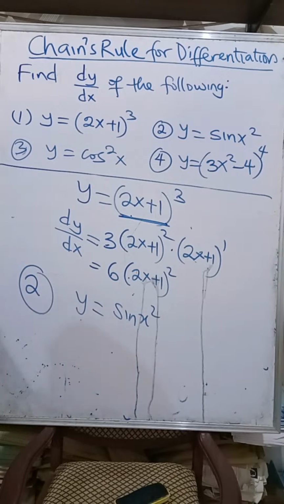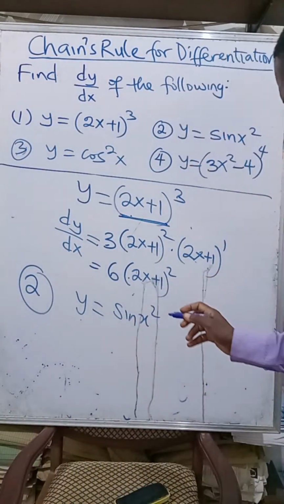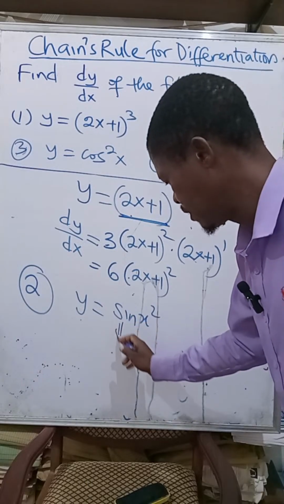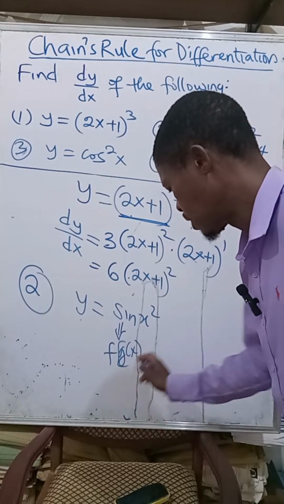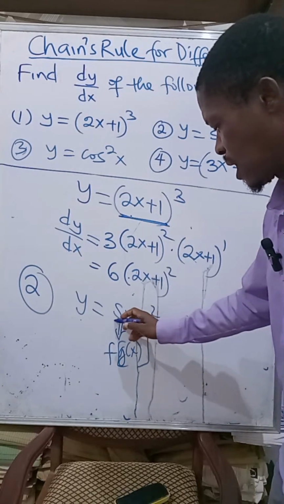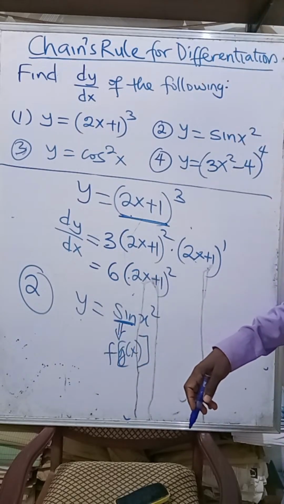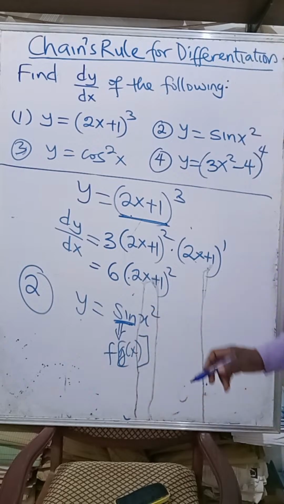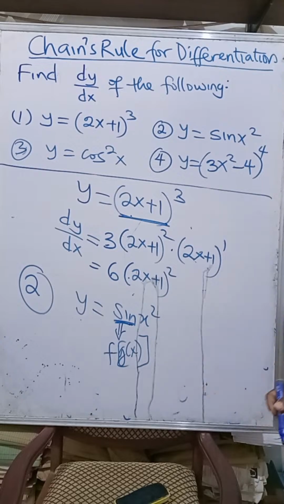Okay, I'm going to solve it in 2 ways. The first way is to correspond this to f of g of x, where the outside function, the external function, is sine, and g of x is your x squared. The composite function is x squared.